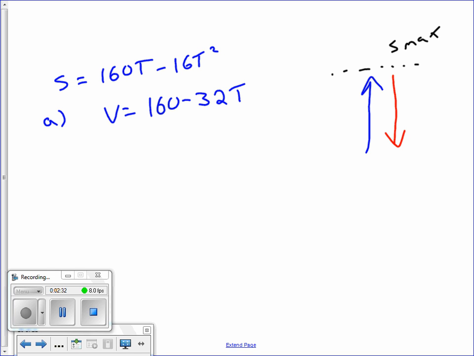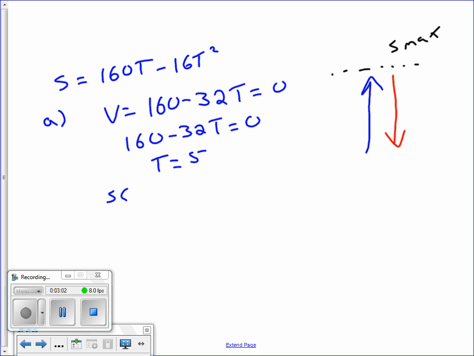So I'm just going to set that equal to 0. And I'll have 160 minus 32t equals 0. And you solve that for t. You do the algebra and solve that. And you get what, 5? So I know that at time t equals 5, it stopped. So that's got to be where it turned around and started coming back down. That's the highest position. So now I just have to find the position at 5.